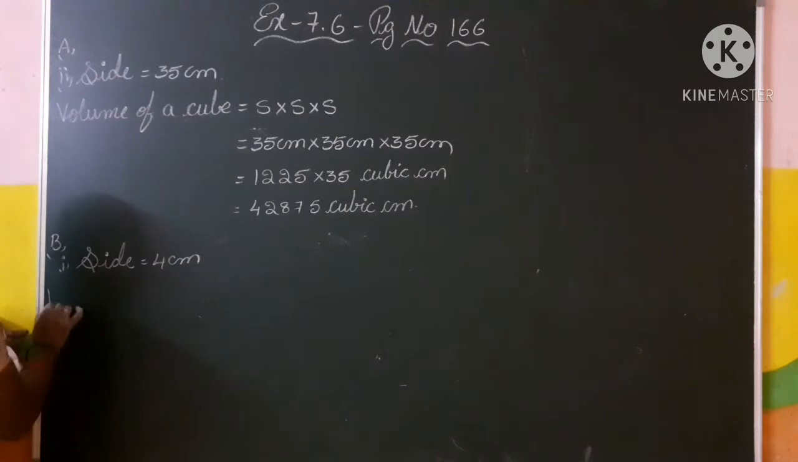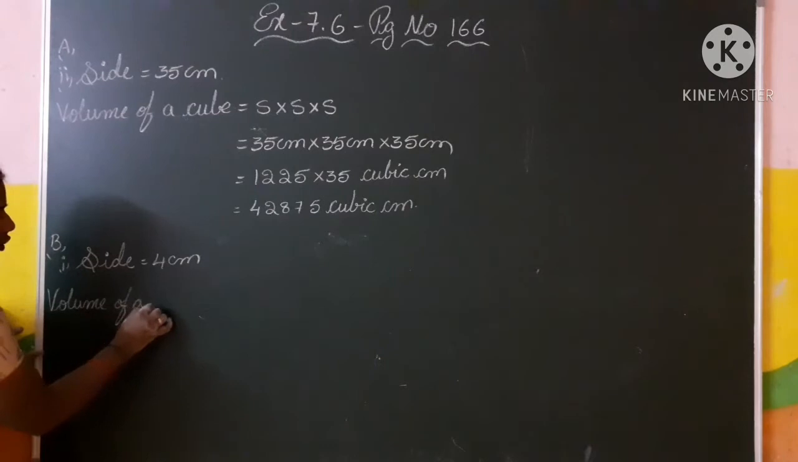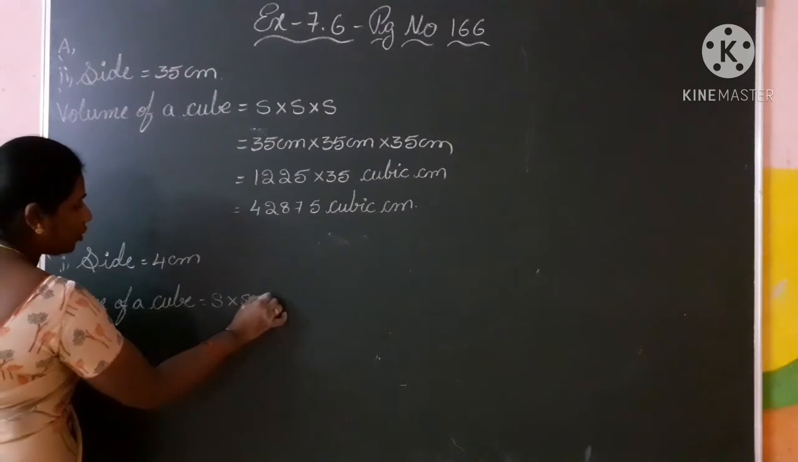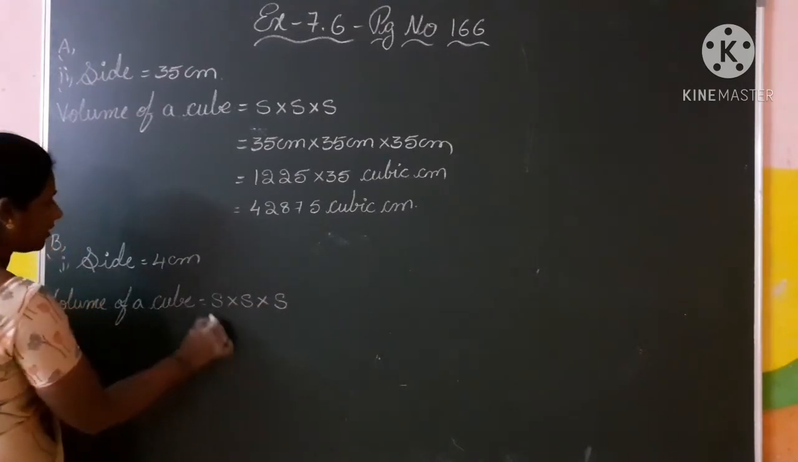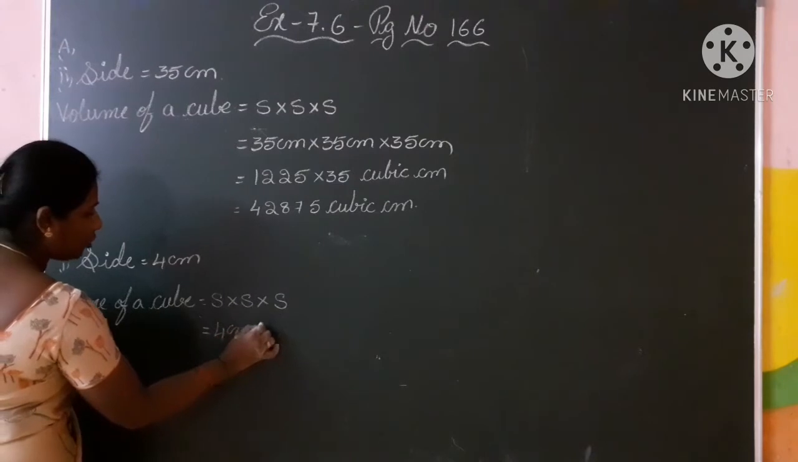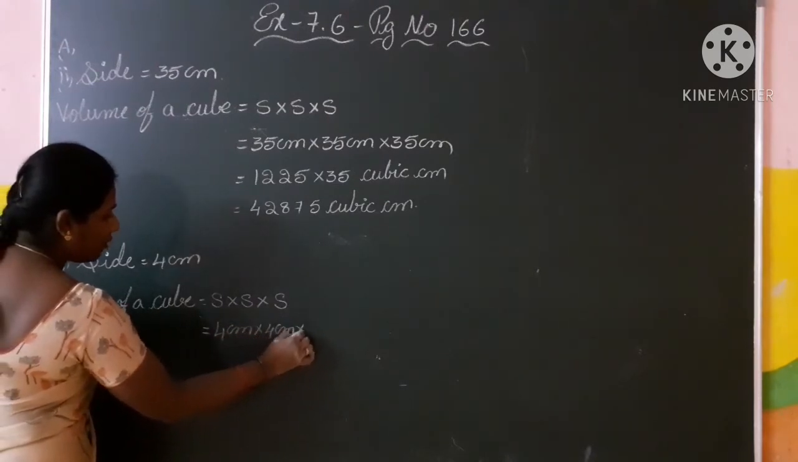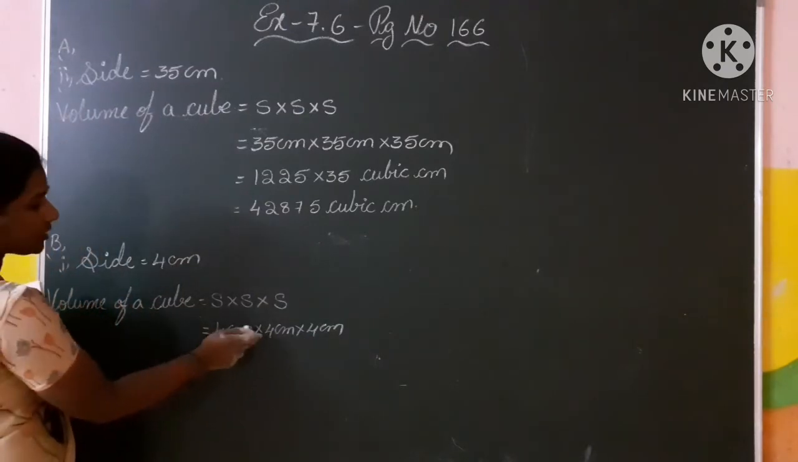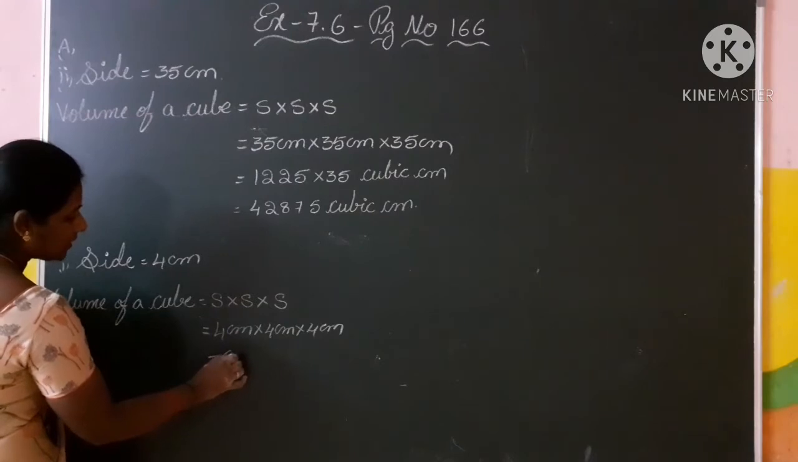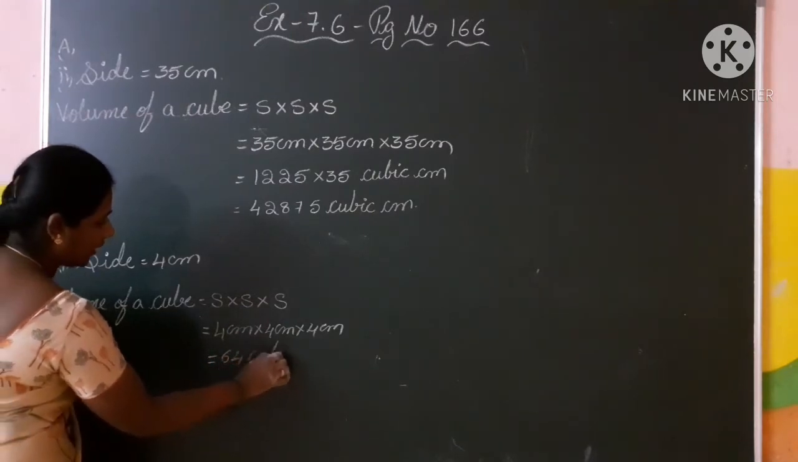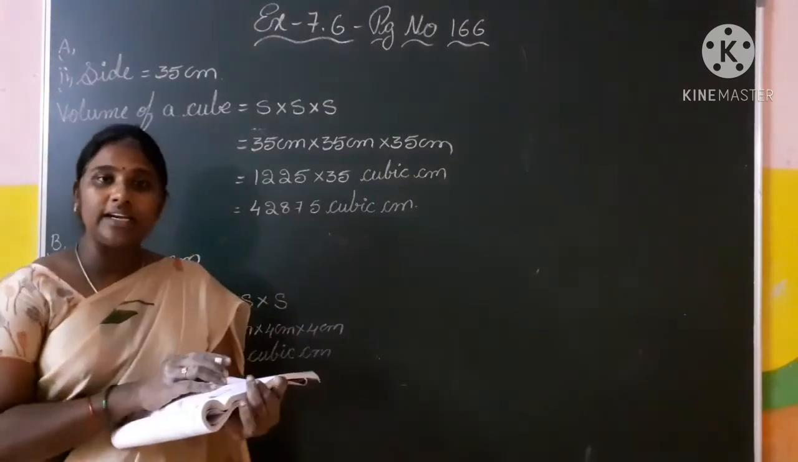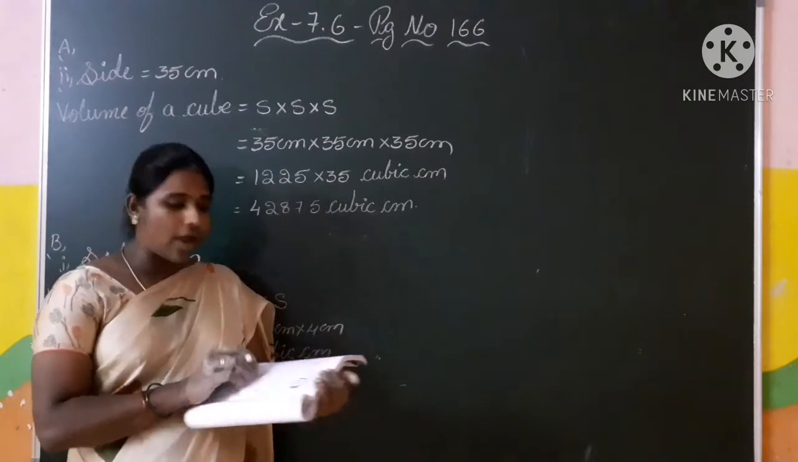We have to find the volume of a cube. What is the formula? Volume of a cube is equal to S into S into S, side into side into side. Side here is 4 centimeter into 4 centimeter into 4 centimeters. So we can multiply directly, small numbers. 4 4s are 16, 16 4s are 64 cubic centimeter. Next, the second one, 8 centimeter, you can do. The remaining ones you have to do.